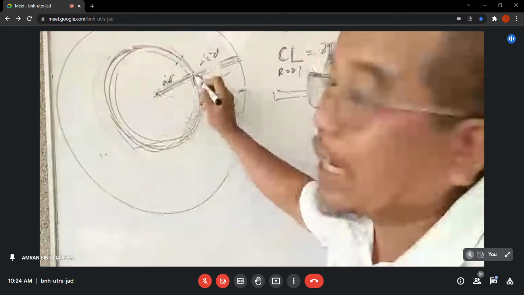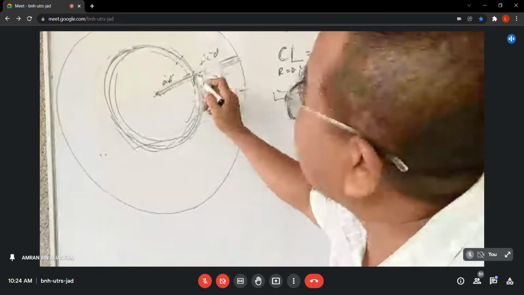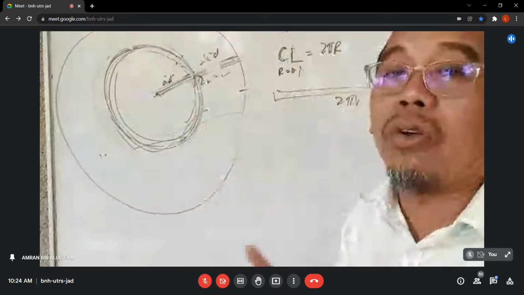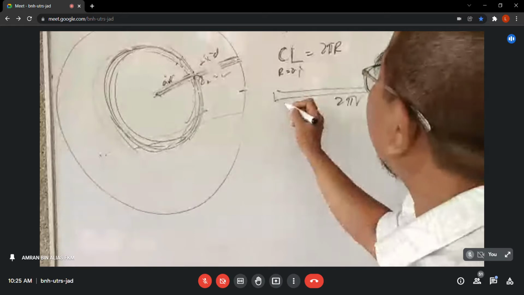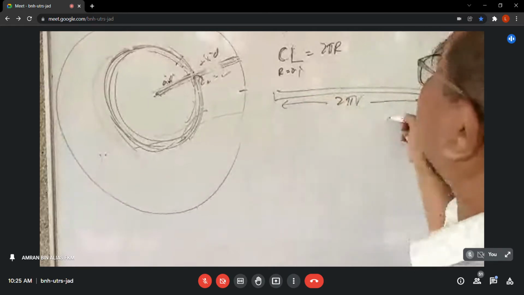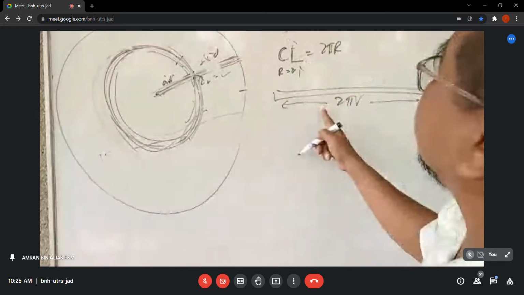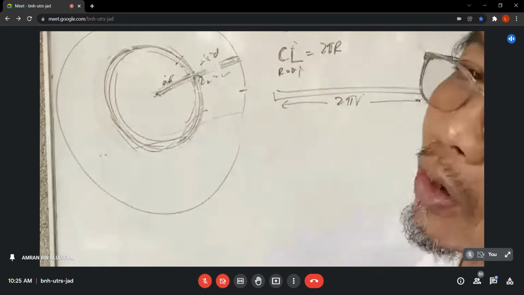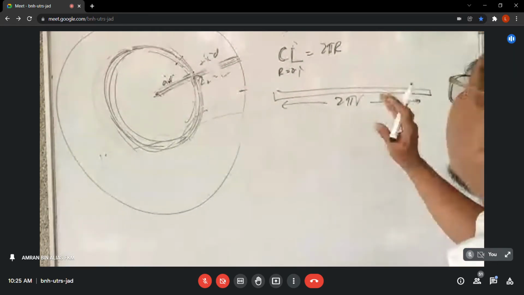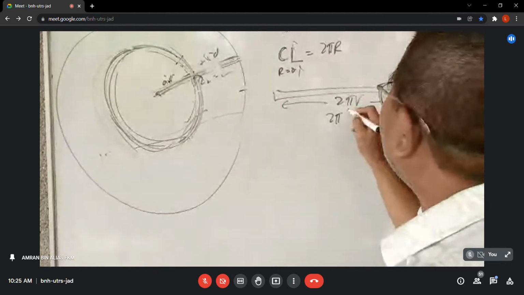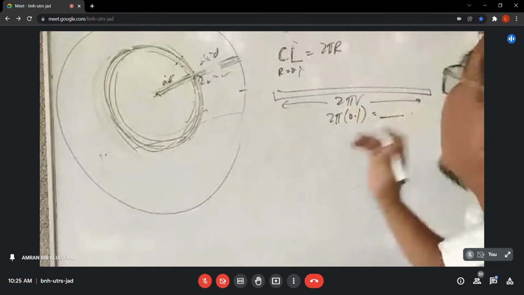That length here is all solid. Your R is not solid. But in the direction of H here, all solid. So the solid formula can be used. So the length from here to here is 2 pi R, the original length. Are you with me, guys? Yes. Okay. Original length we know: 2 pi R, R is 0.1. We got the value there.